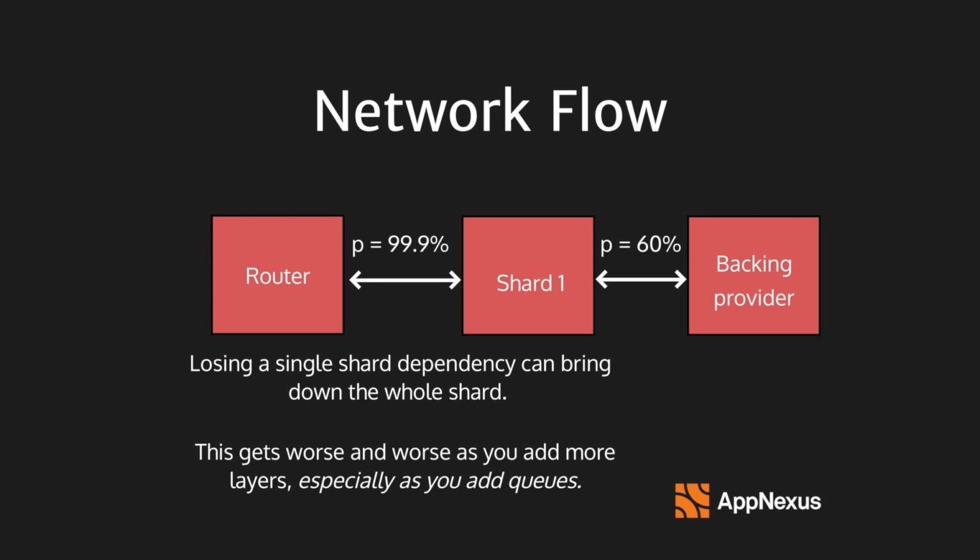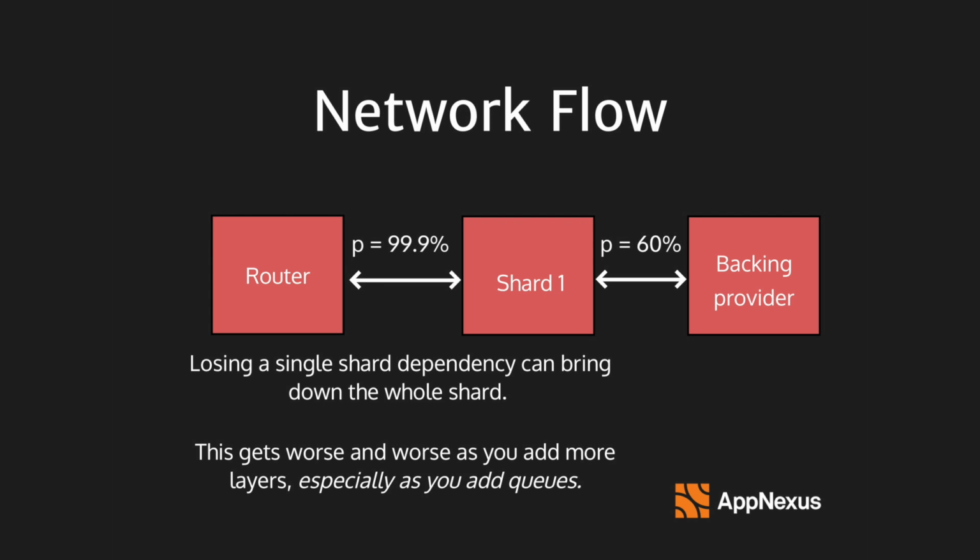Let's imagine for a moment that you've got a router that's talking to some shard, and you can imagine more shards, at a backing provider. In this case, it's a database. If the shard responds 99.9% of the time within the deadline, that's great. If its backing database shard only responds 60% of the time within the deadline, that's bad. You might as well turn this shard off or make this 60%. The performance of your shard is completely determined by the performance of the backing database, especially as you add queues.